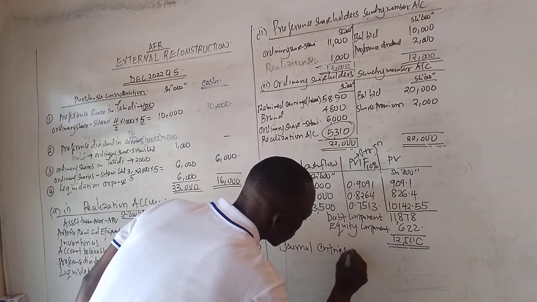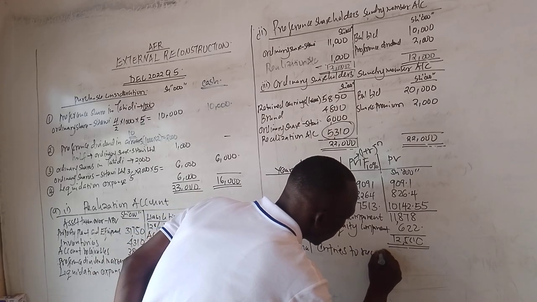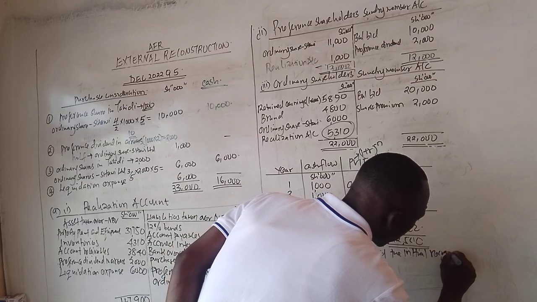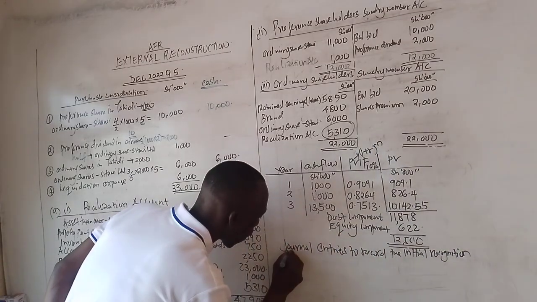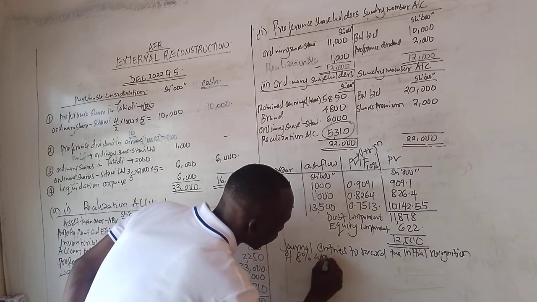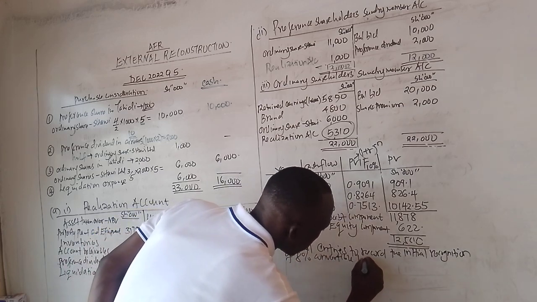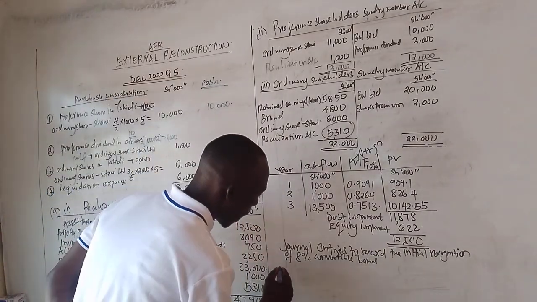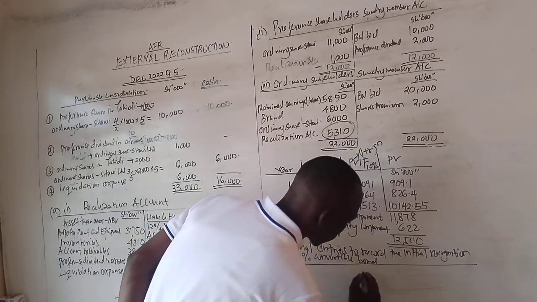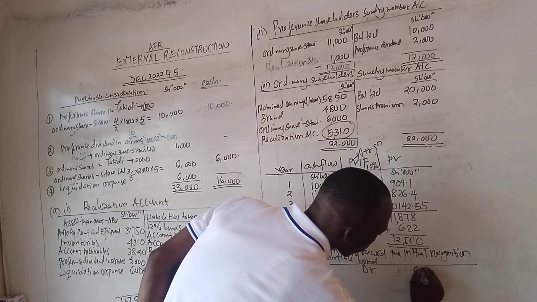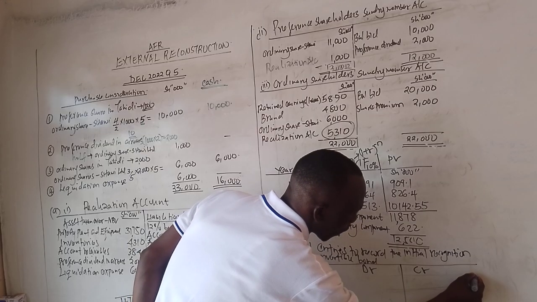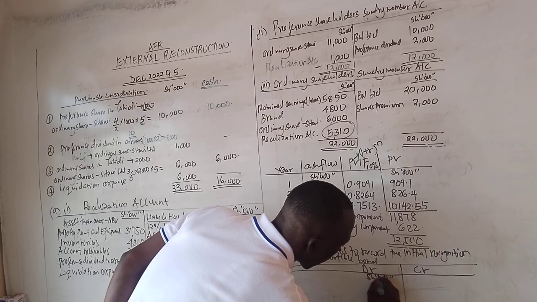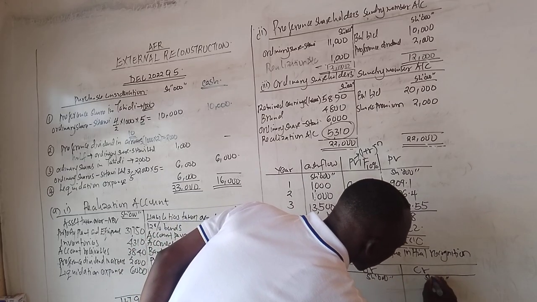So let us have the journal entries to record the initial recognition of the 8% convertible bond. It is very easy. Remember, a journal entry has a debit and what? So we are going to have the debit and also we have the credit. And therefore, our shillings here are in thousand.